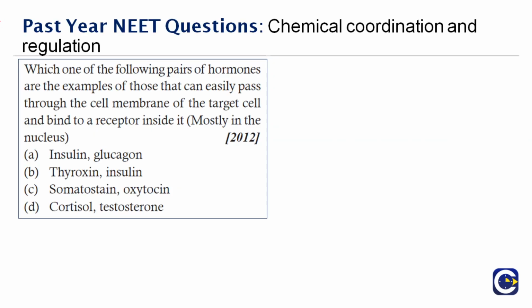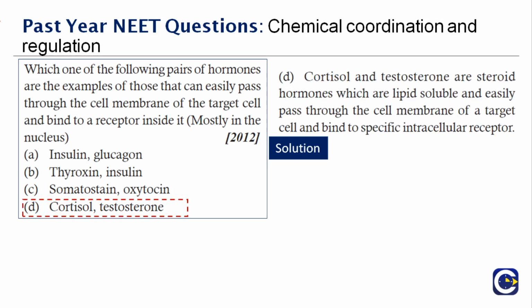Which one of the following pairs of hormones are the examples of those that can easily pass through the cell membrane of the target cell and bind to the receptor inside, mostly in the nucleus? So this question was asked in the year 2012. So we have insulin, thyroxine, somatostatin, then we have cortisol and testosterone. Cortisol and testosterone, we know it very well, they are steroid hormones, right? Which are lipid soluble and easily pass through the cell membrane of the target cell and bind to the specific intracellular receptor. Therefore, the right answer to this question is option D.